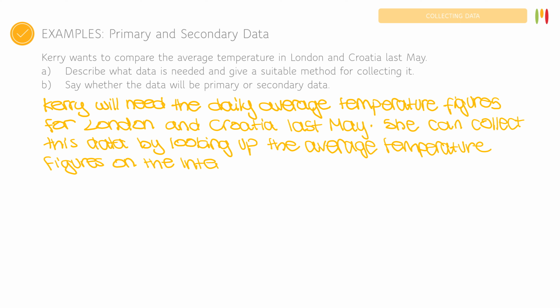Part B: Say whether the data will be primary or secondary data. This is secondary data as she is relying on data that has been collected by someone else and has been made publicly available on the internet.